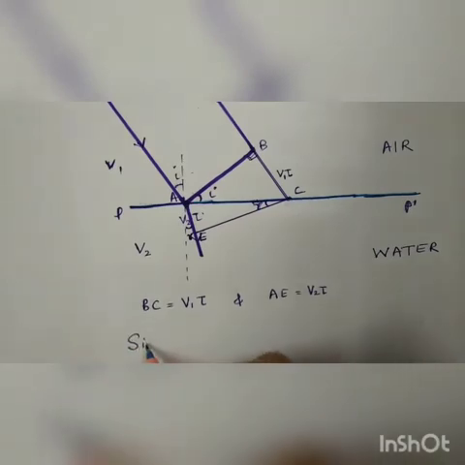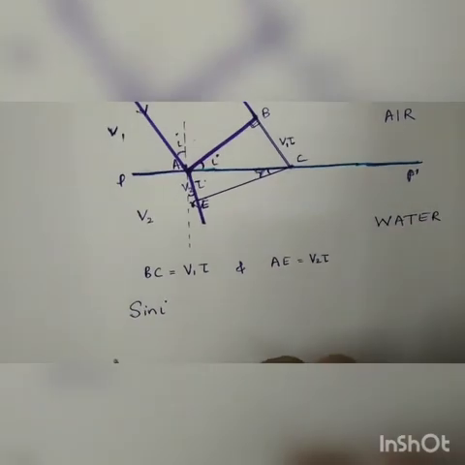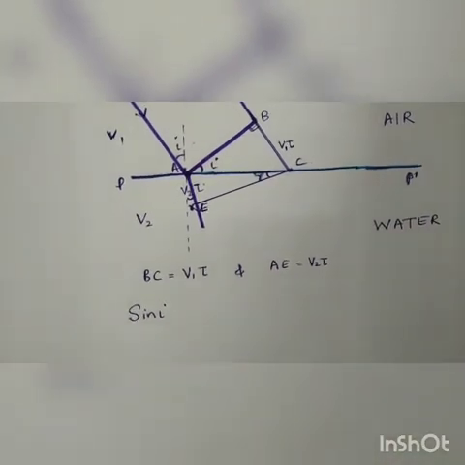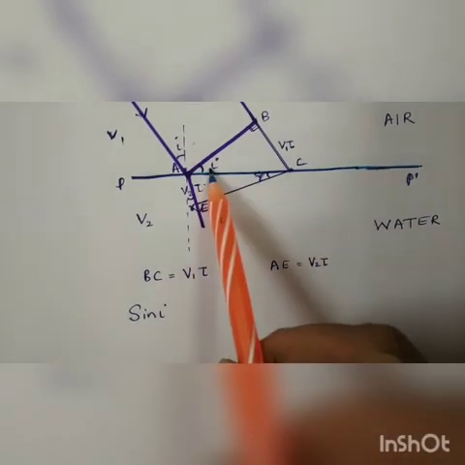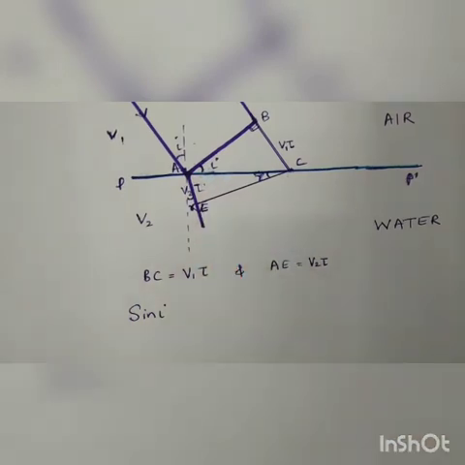Sin i. What is sin i? Look into the diagram carefully. This angle is i. What is sin i? Sin i is equal to opposite side by hypotenuse. From this diagram, what is the opposite side?